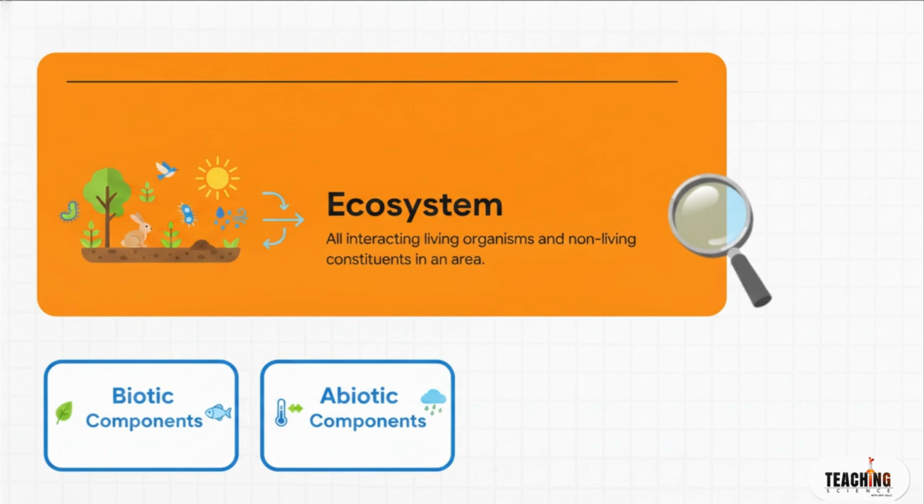And second, we have the abiotic components. The A prefix means non, so these are the non-living physical factors like temperature, rainfall, wind, and soil. When these biotic and abiotic parts interact and balance each other out, boom, you've got yourself an ecosystem.